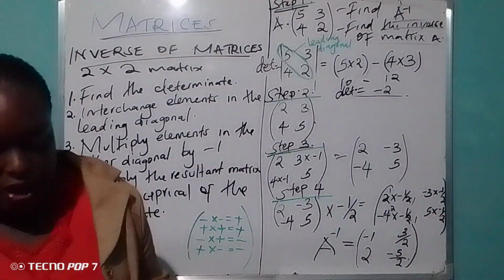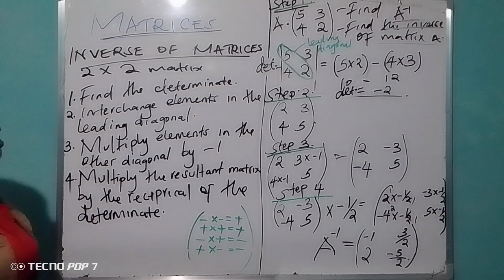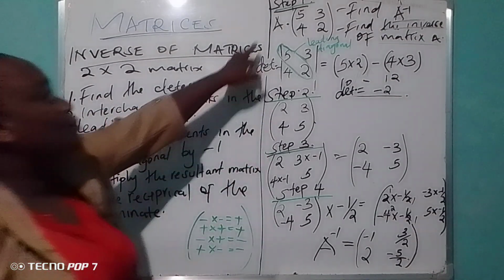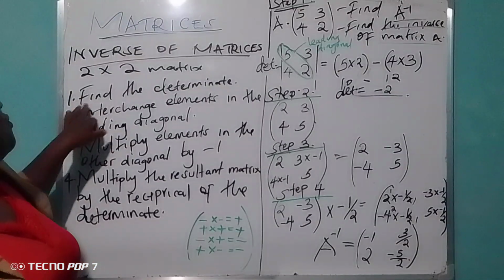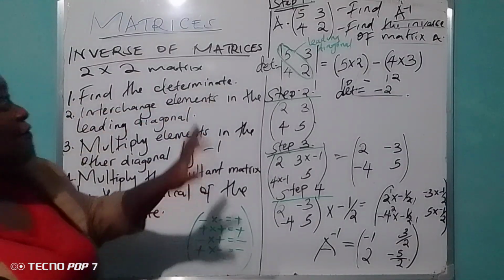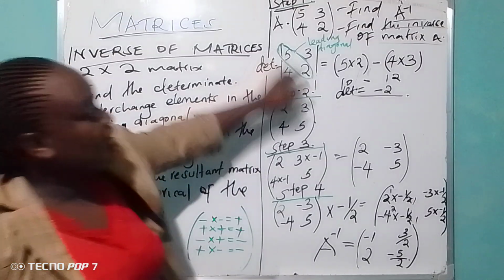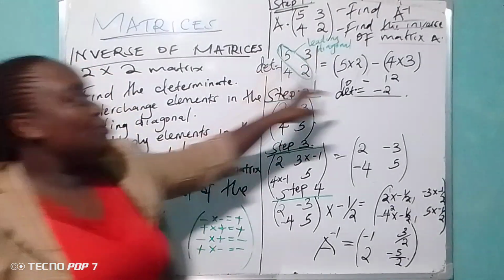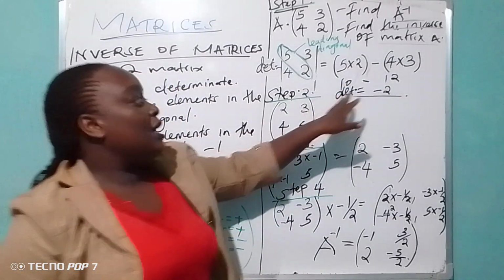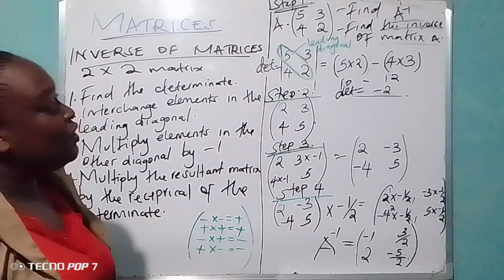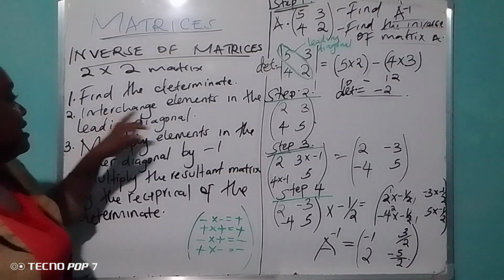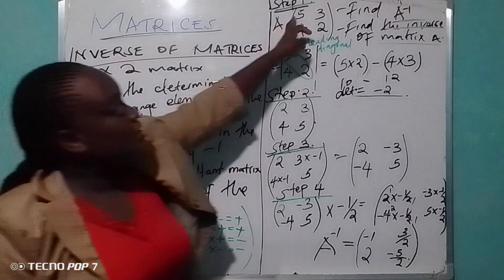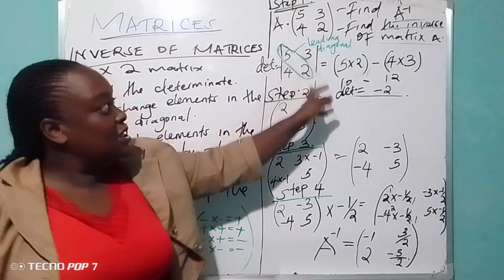known how to do the inverse of a 2 by 2 matrix. So we follow the steps. Step 1, we find the determinant. We have found the determinant: the leading diagonal, multiply elements, the leading diagonal minus elements on the other diagonal. We find our determinant as -2. Then step 2, interchange elements in the leading diagonal. So the leading diagonal is this, sindio?